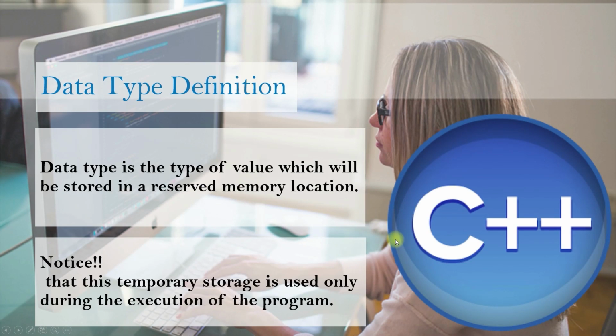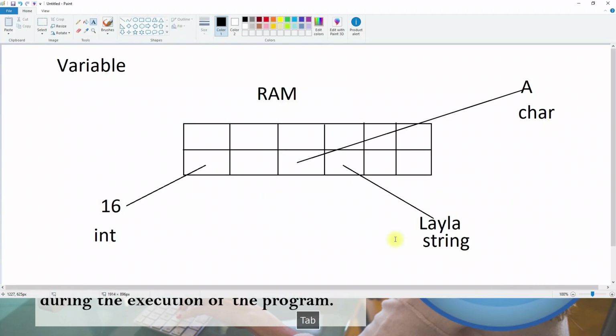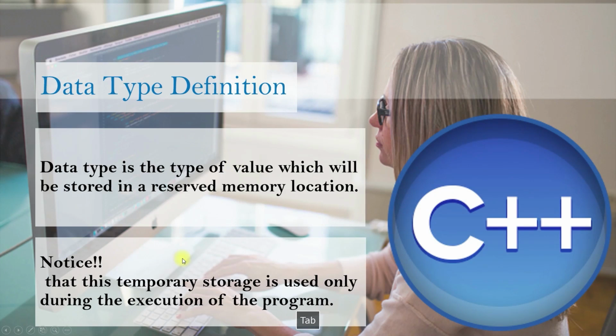Notice that this temporary storage is used only during the execution of the program. Only this temporary storage device gives its space to your program and your data while your program is what? Running. Otherwise, nothing is going to be stored in this RAM forever. Why? Because this is a temporary storage device, not a permanent storage device. Okay?